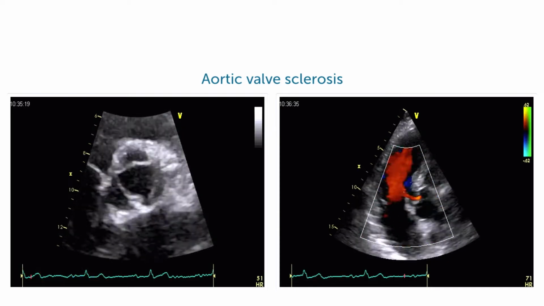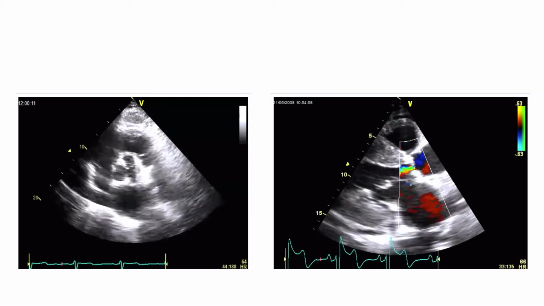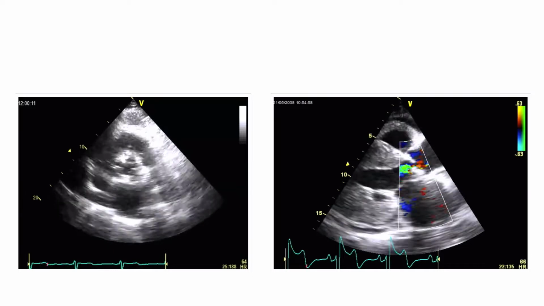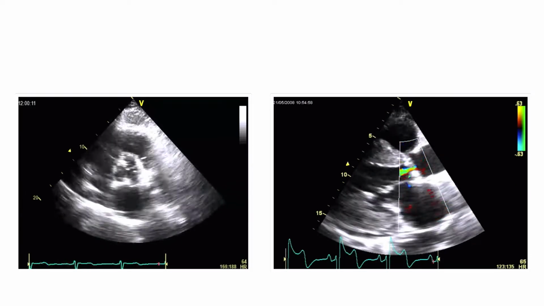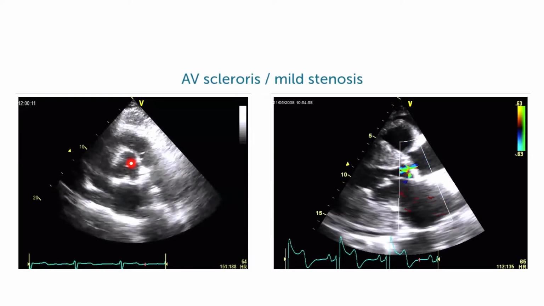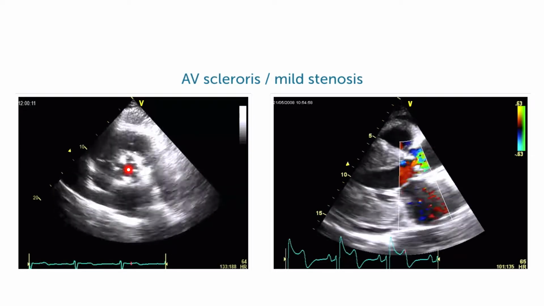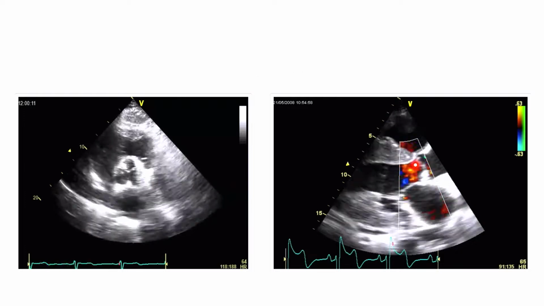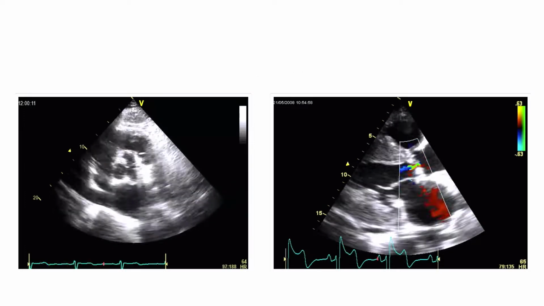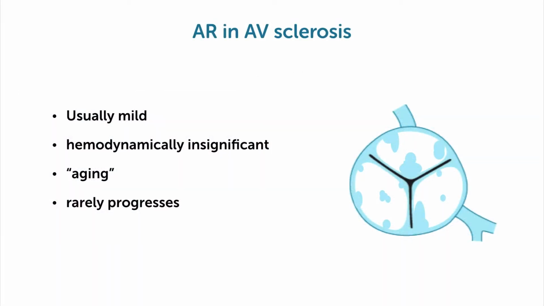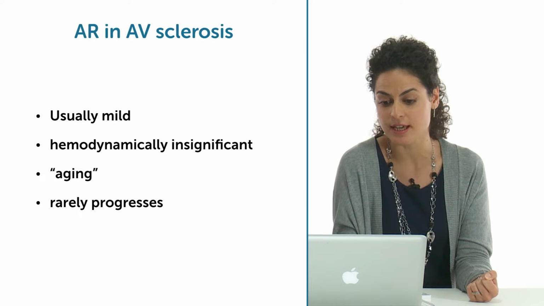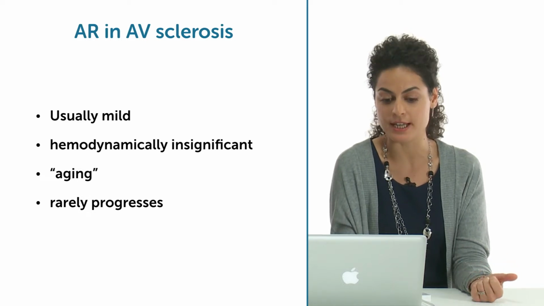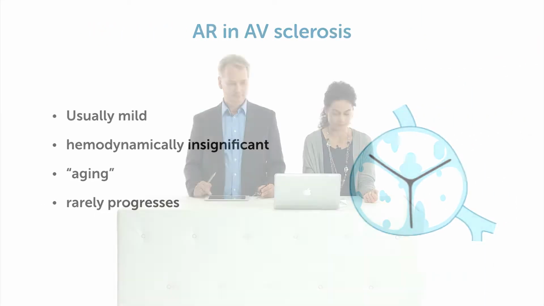And if you take a look at the next example, I think this is probably an even better example of aortic valve sclerosis, a patient who has massive LVH, again, a dialysis patient. I would say it's even a beginning form of aortic stenosis. Look at the stiffness of the valve here, and truly there is some degree of aortic regurgitation right here. So actually you've learned that AR may be present in aortic valve sclerosis, usually is mild and hemodynamically insignificant. It comes with aging more often and rarely progresses.